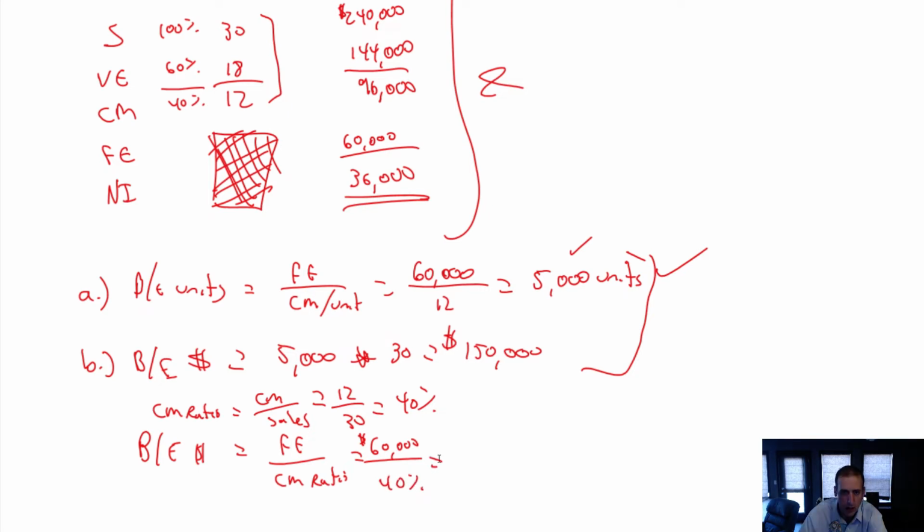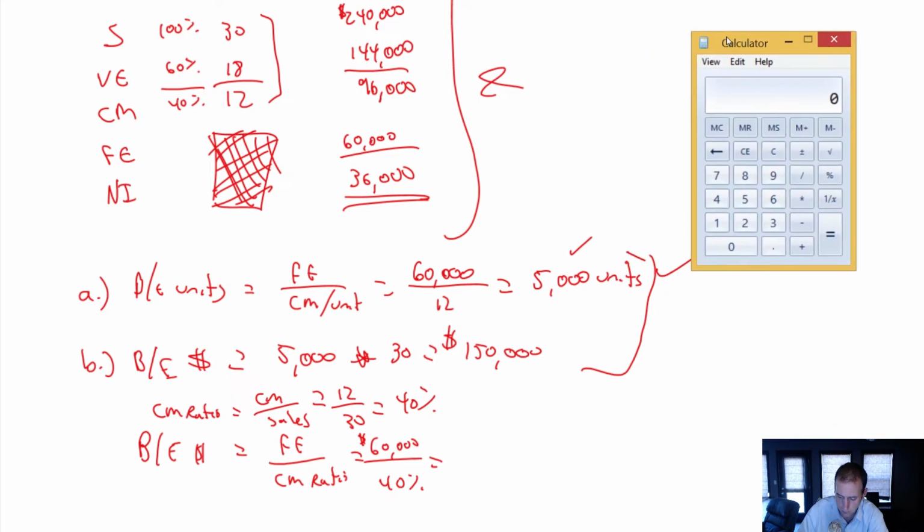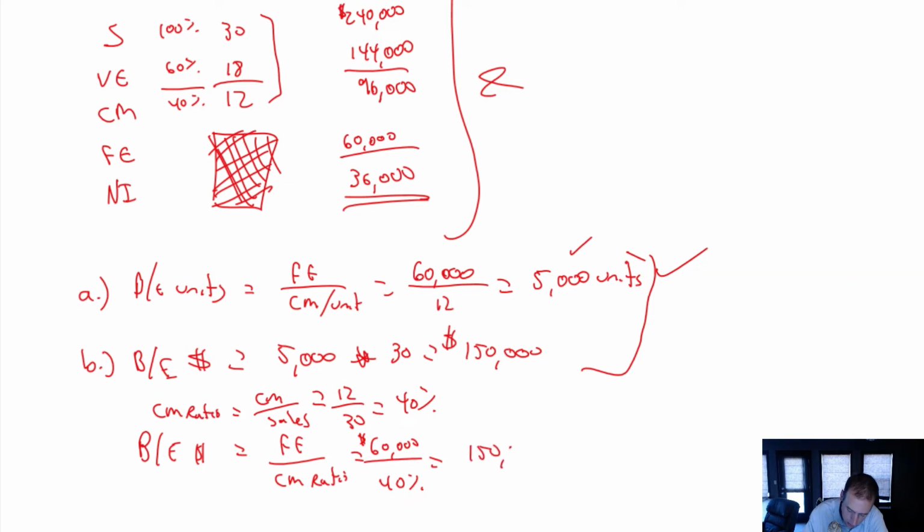I'll pull out my calculator just to prove this number because I can't do the math in my head, and I do want to show you the math. There's my calculator. So 60,000 divided by 0.4, which is 40%, and that is $150,000. They're the same answer.